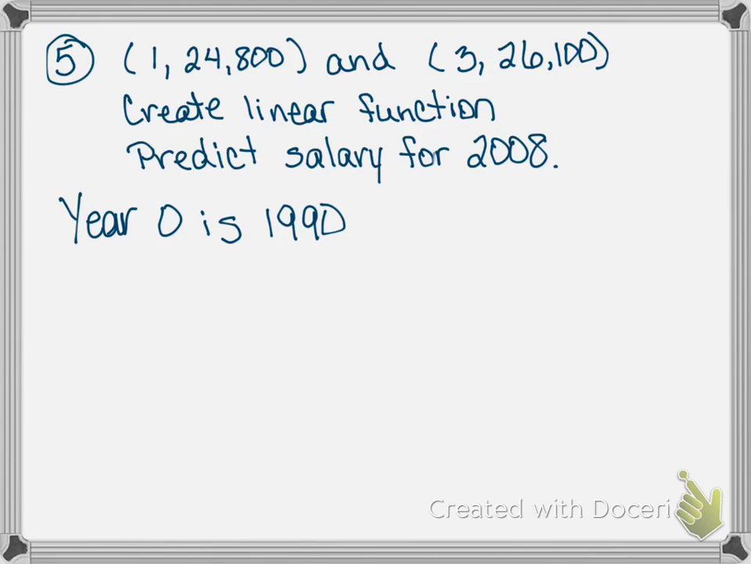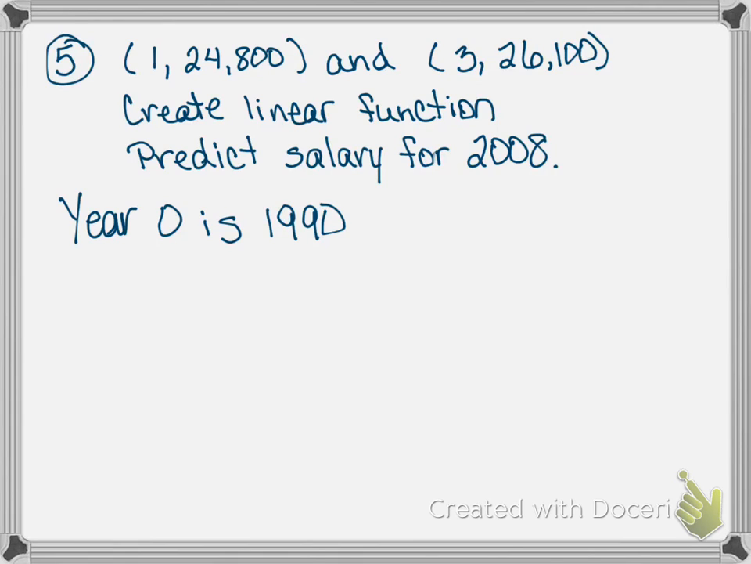Some of you on the quiz looked at year 1990, which was year 0, and made that your y-intercept. And that is a totally reasonable leap, and a lot of students do that. However, this problem specifically says, and it does it on purpose, model the data with a linear function using the points 1, 24,800 and 3, 26,100. So we have to use those points.